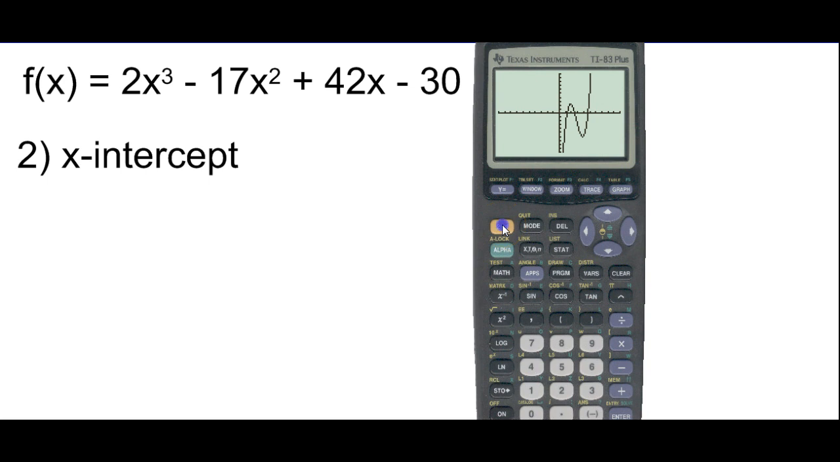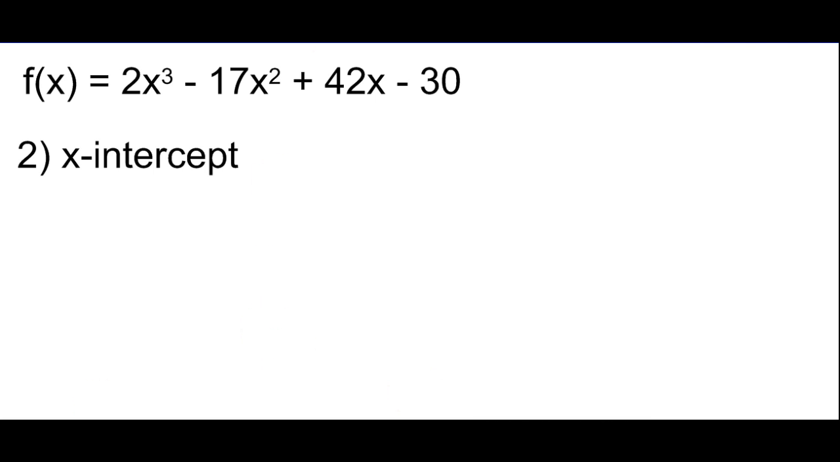What you could do is second trace, go to 0, and find out each one. Find your cursor first. We want that first x-intercept, which is right here where the pointer is. Anywhere to the left of it on the line is the left bound, and anywhere to the right is the right bound. Enter, enter. That's going to give you your first x-intercept.